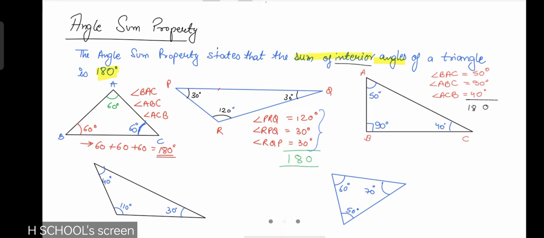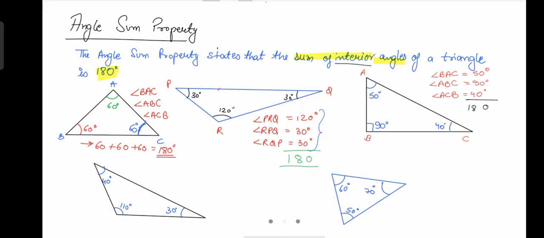Now let's move to another triangle also. Till now we have discussed three triangles, and for all of these three we found out that the angle sum property is working, that the sum of the interior angles is coming out to be 180 degrees. See how simple the angle sum property is. It is just showing that the sum of interior angles is equal to 180 degrees, right? Okay, let's do this for the other triangles also.